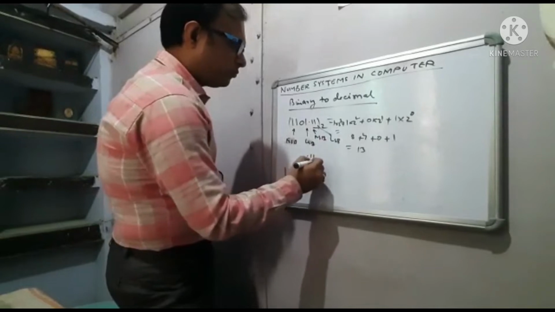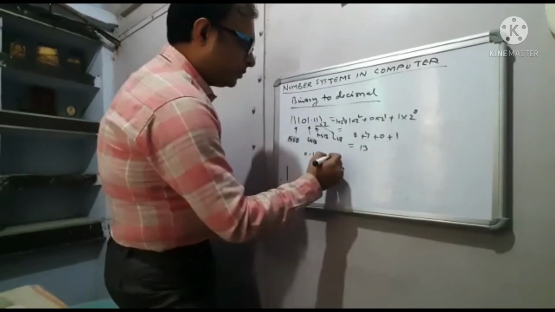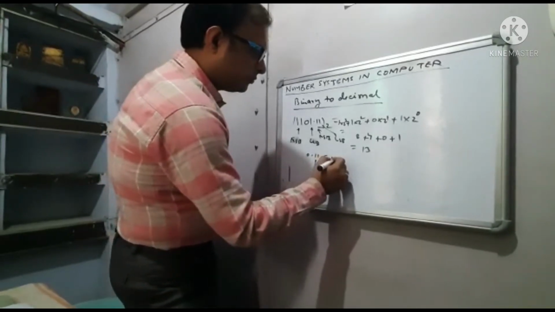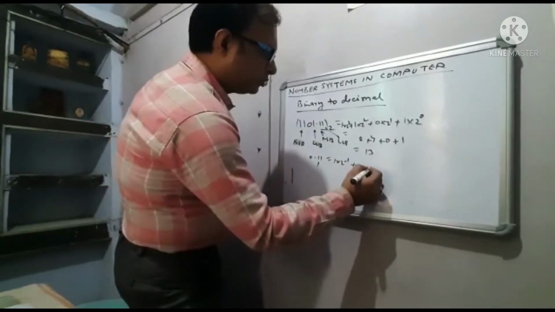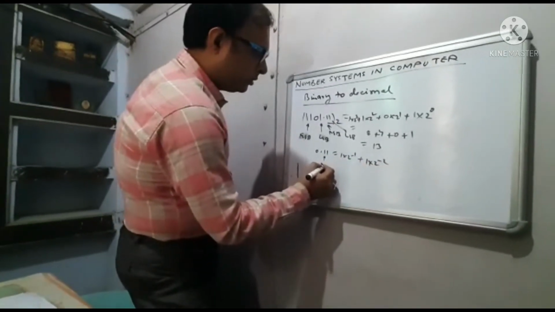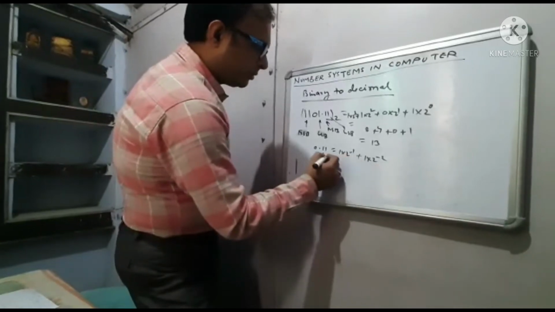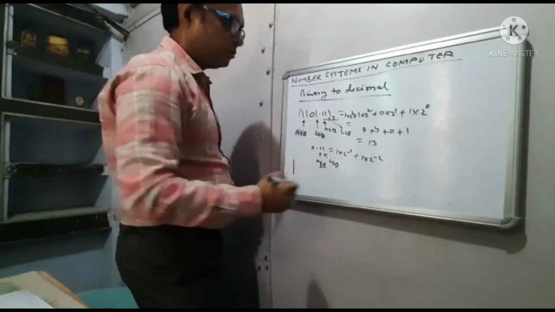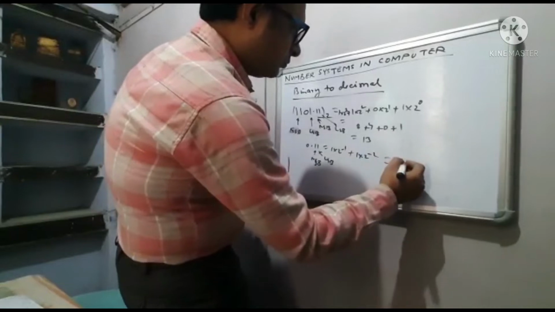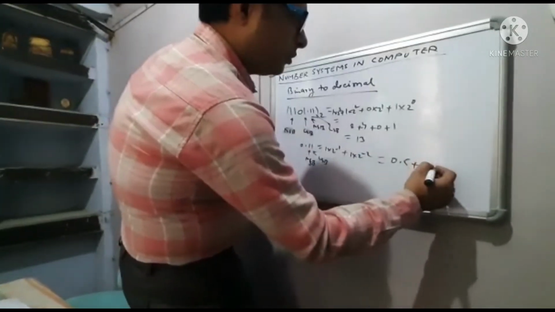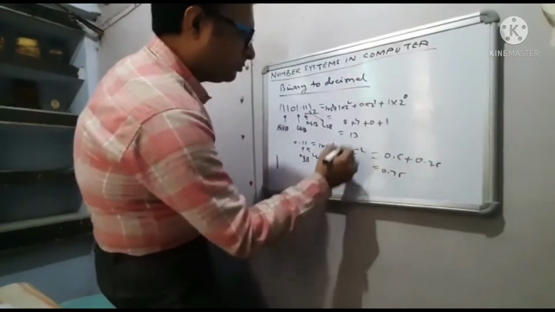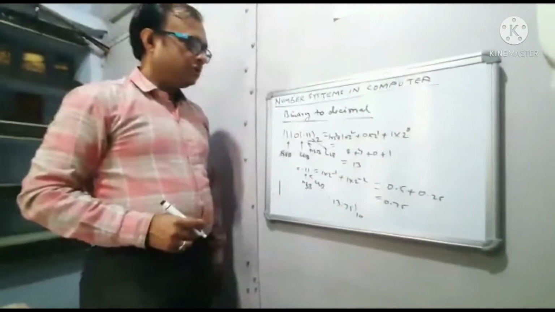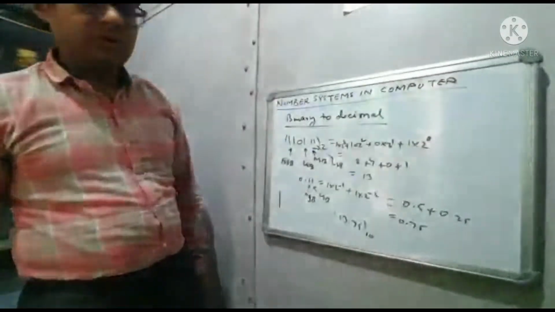Now for the fractional part 0.11, we do it this way. We multiply starting from the most significant bit with negative powers of 2. For example, 1 into 2 to the power minus 1 plus 1 into 2 to the power minus 2. The most significant bit is multiplied with 2 to the power minus 1. Then the least significant bit is multiplied with the next negative power of 2, that is 2 to the power minus 2. And we get the sum as 0.5 plus 0.25, that means 0.75. So the number is 13.75 in decimal. Students, understood the conversion?